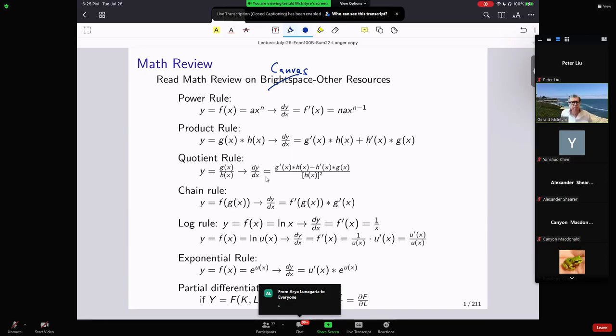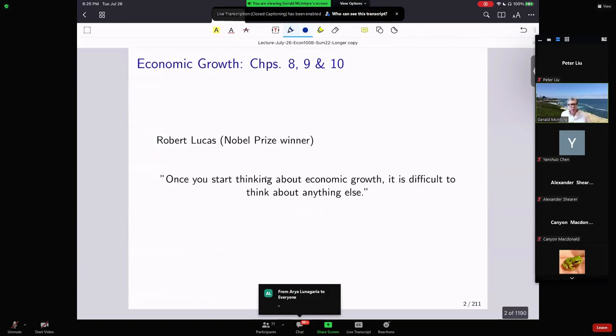Okay. Having said that, I want to start turning our attention to the topic of economic growth. Economic growth is the topic of chapters 8, 9, and 10 in our textbook. It was the first main topic we'll talk about.